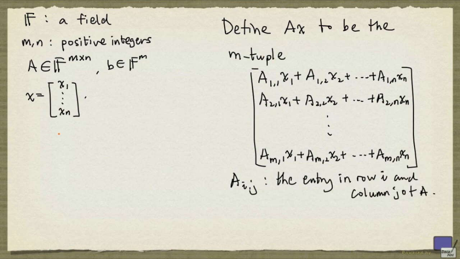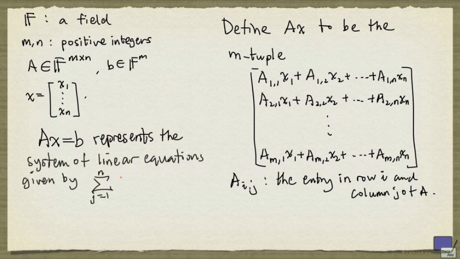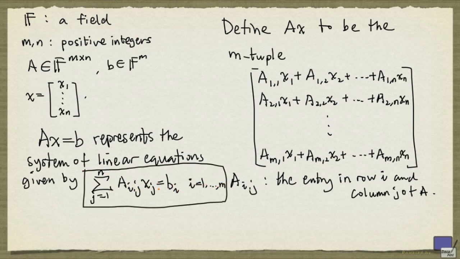So with this defined, then AX equals B represents the following system of linear equations. And this is a system with m equations and n unknowns.